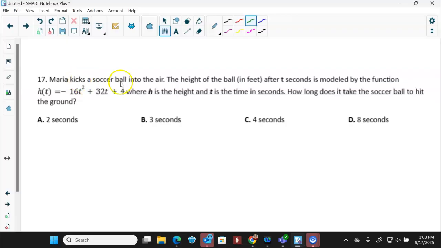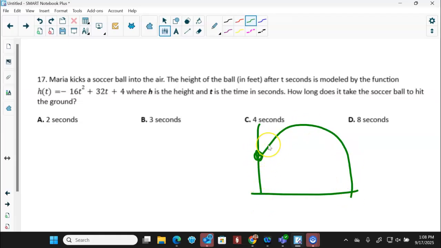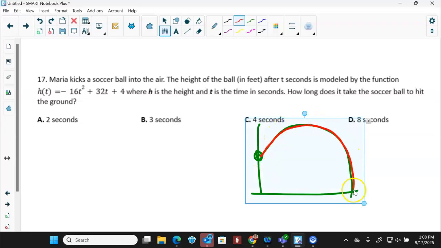Okay, so now again, we're looking at a real life scenario right here. So if I'm looking, Maria kicks a soccer ball. This is a pathway of the soccer ball again. So again, it's going to start somewhere and then it's going to land. That's the ball, okay? It is asking you the height of the ball in feet, so that y-axis is feet, and the seconds is for x. Now it's asking you how long does it take the soccer ball to hit the ground. So again, what are we talking about? We're talking about the whole entire time right here, okay?